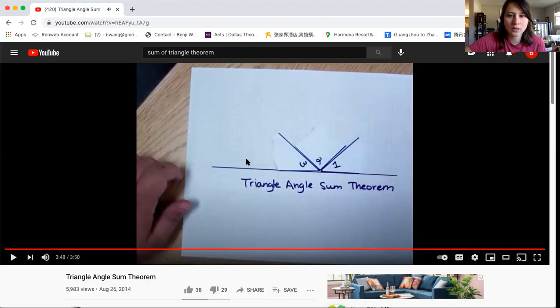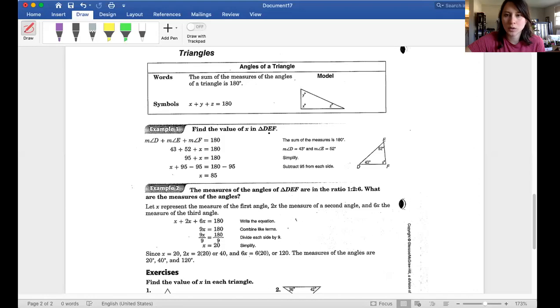So hopefully that video kind of helped you visualize what we're about to talk about. And you don't need to know the triangle angle sum theorem. That's something you'll learn later. And if you know it now, great, good for you. But really our big focus today is that the sum of the measures of angles of a triangle is 180.